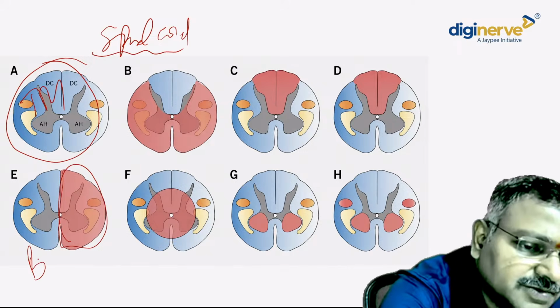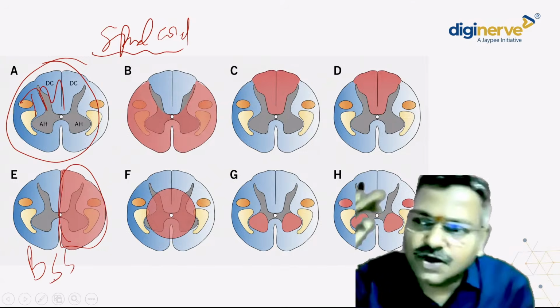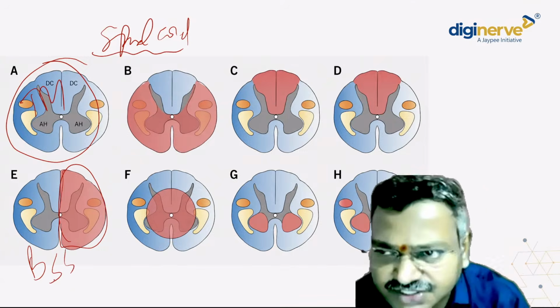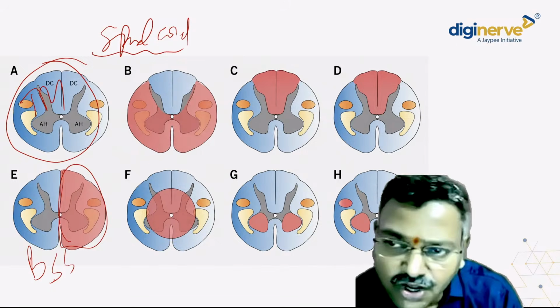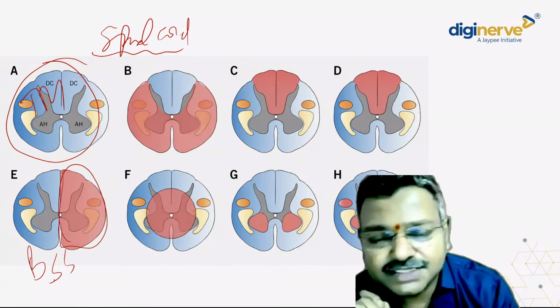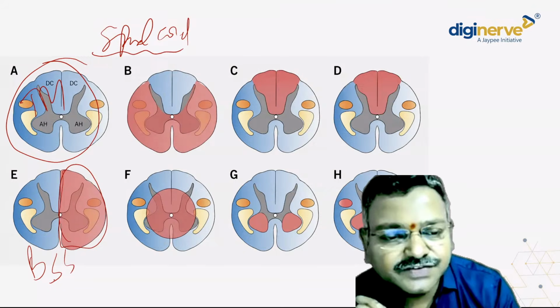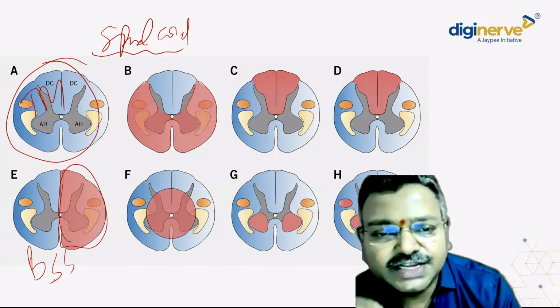So this is the Brown-Séquard syndrome. What happens is on the side of the lesion, motor function is lost and the posterior column is lost. Opposite to the side of the lesion, pain and temperature are lost. Classically, you get this in case of a gunshot injury.